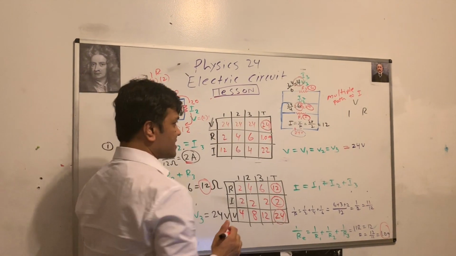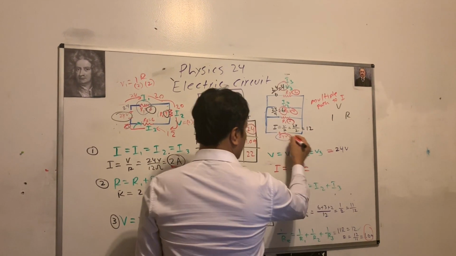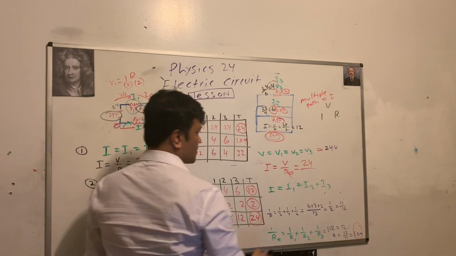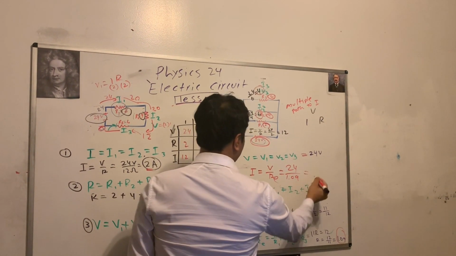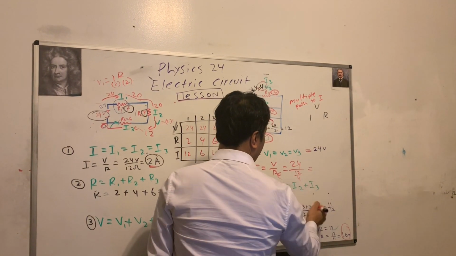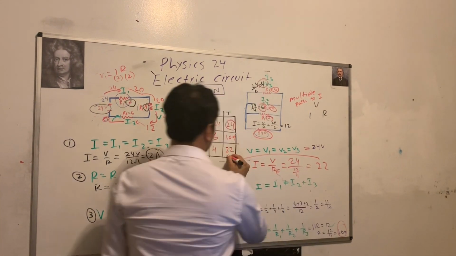Ohm's law tells us current is V over R. Total V is how much? 24 volts. And total equivalent resistance is 1.09, which should be 12 over 11. If we use that in fraction form, we get exactly 22 amps. So we are right. Wow.